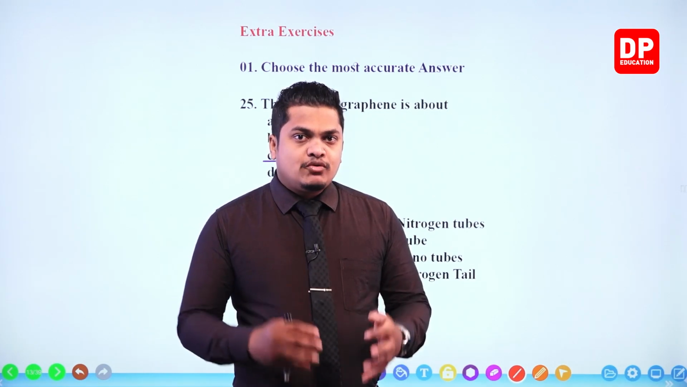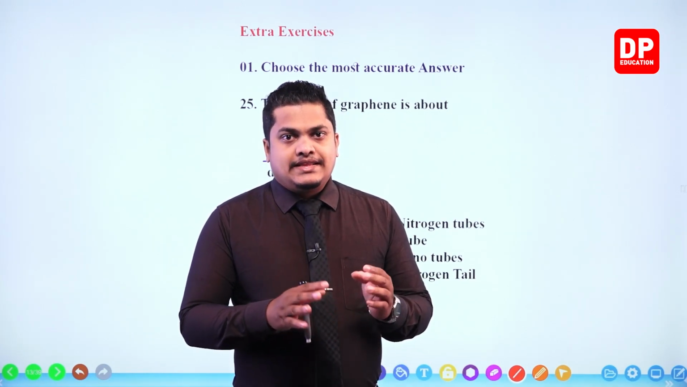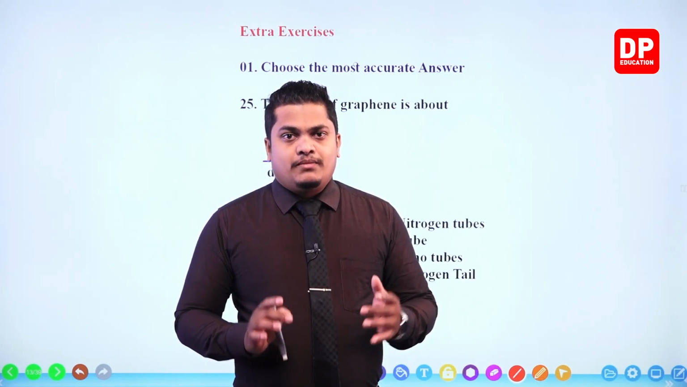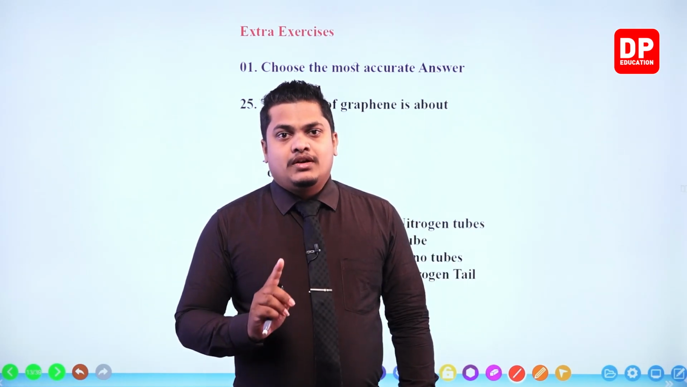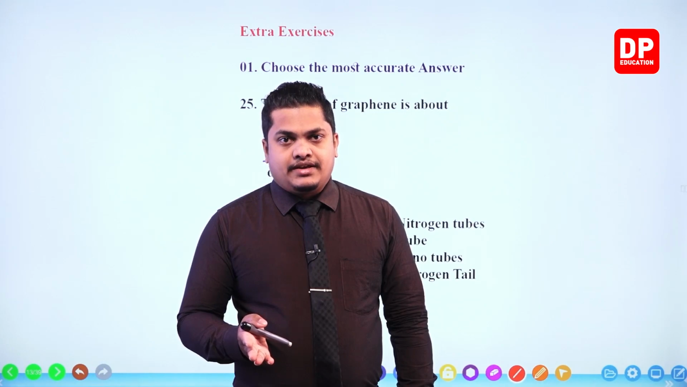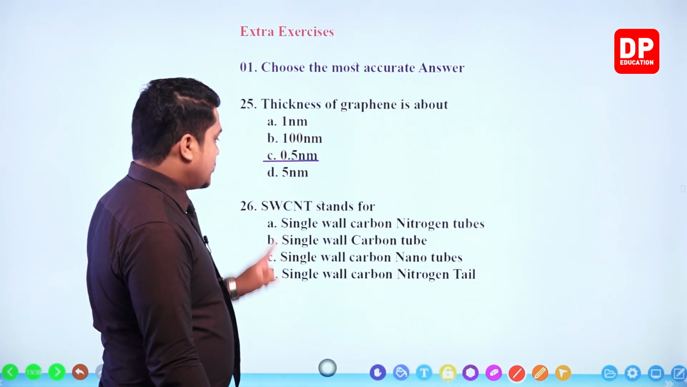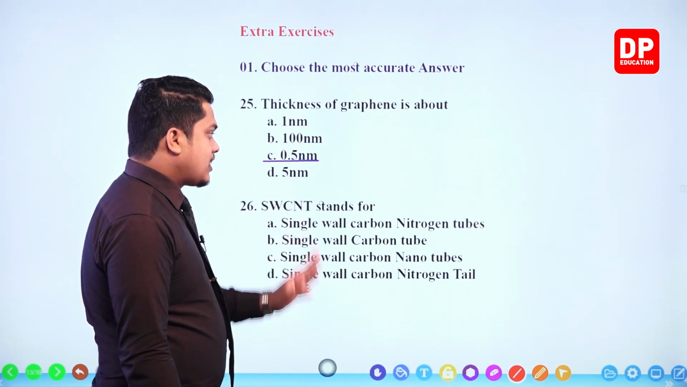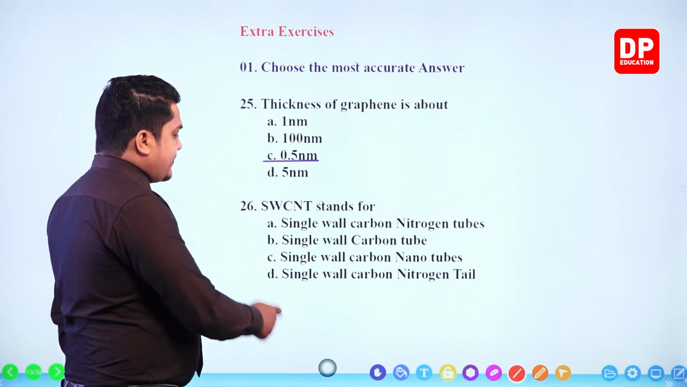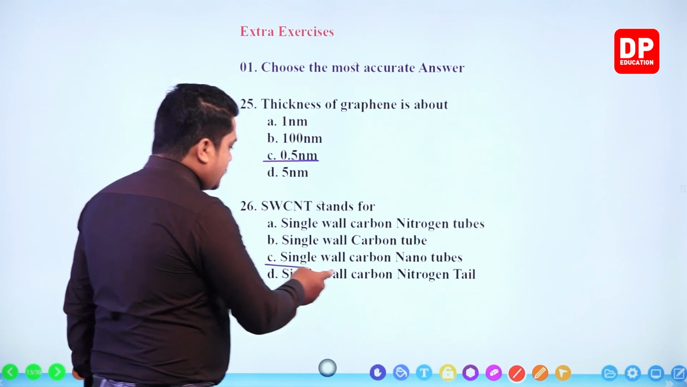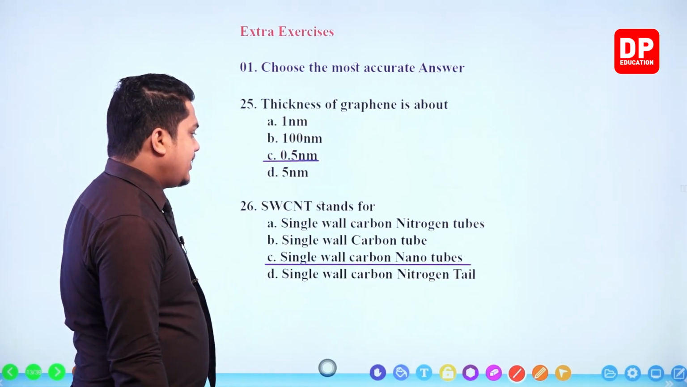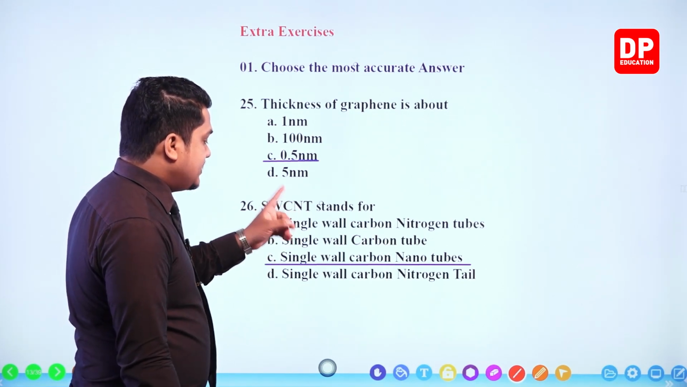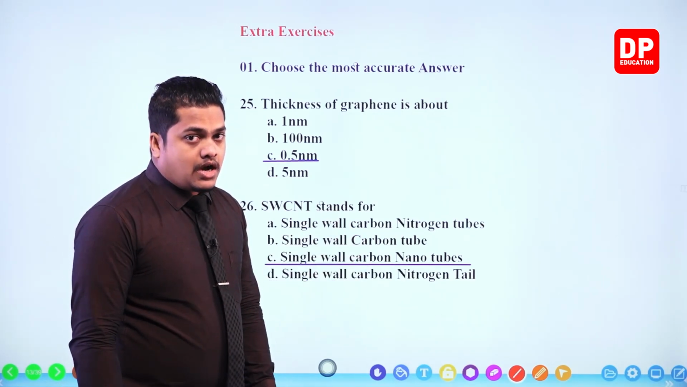According to the number of tubes contained within the structure, there can be single wall carbon nanotubes and multi-wall carbon nanotubes. Single wall means just one single graphene layer of carbon. That's it. So our answer should be, my dear children, SWCNT means single wall carbon nanotube, not carbon nitrogen tube. There is nothing like that. It's not single wall carbon tube. N is there. N means nanotube. Single wall carbon nanotube.